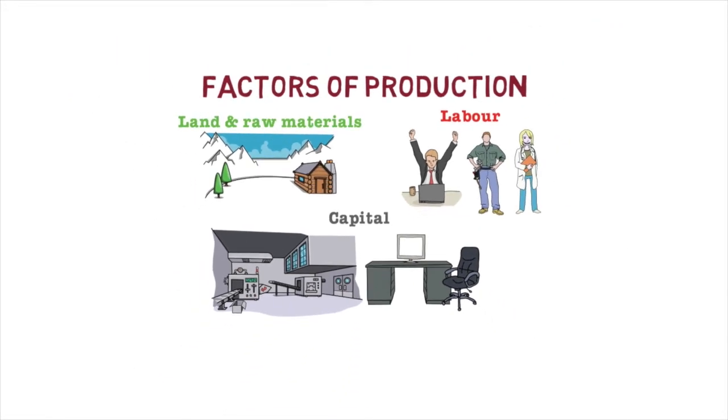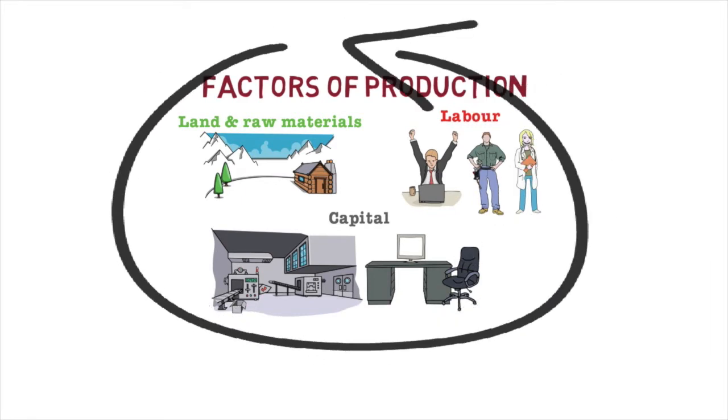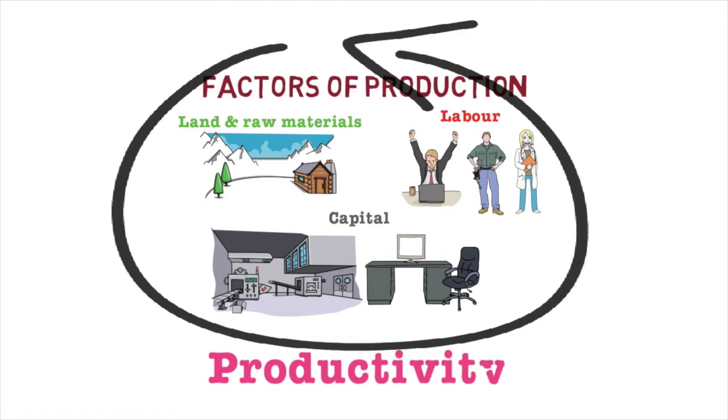Of course, all of these must be combined together, and for this we look at the productivity level of an economy. So this is how the three different factors of production are combined to determine the output per unit of labour, capital and raw materials, etc.